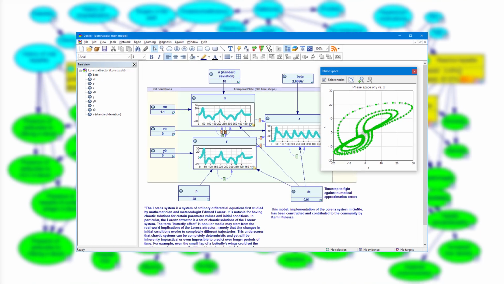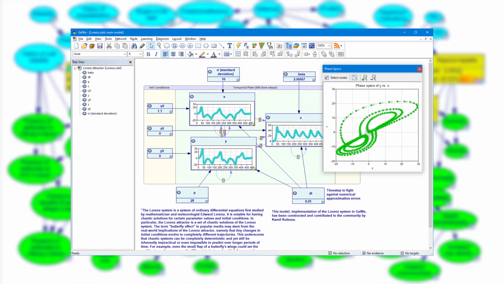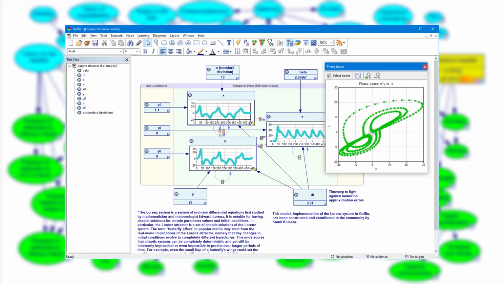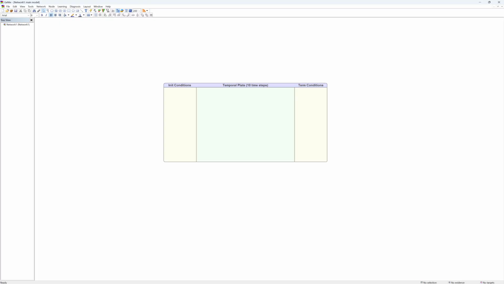Now let us build a hybrid DBN using the Lotka-Volterra equations, which model predator-prey dynamics. In our case, we will represent rabbits as prey and foxes as predators. Create two nodes, R for rabbit population density and F for fox population density. Both nodes should be placed on the temporal plate.